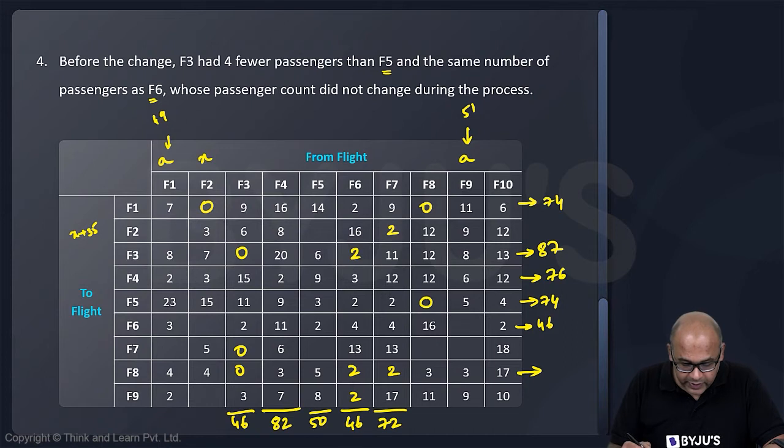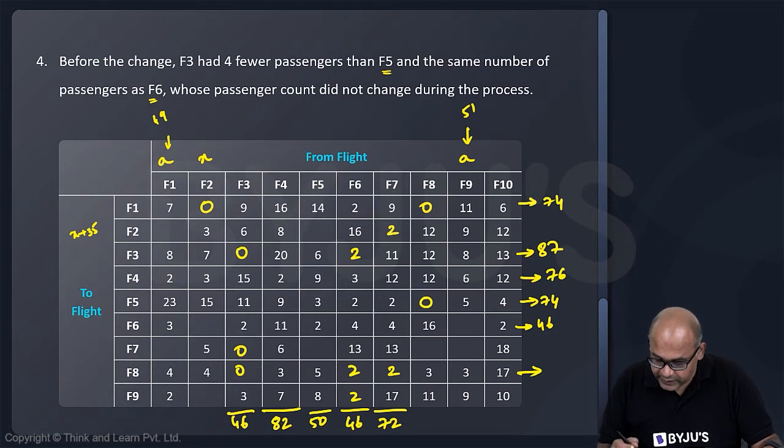So you can get F8. F8 will be 4 plus 4, 8, 8 plus 3, 11, 11 plus 5, 16, 16 plus 4, 20, 26, 36, 36 plus 7 is 43. So this total will be adding up to 43.